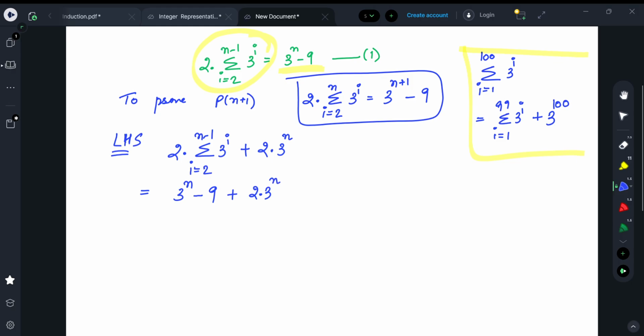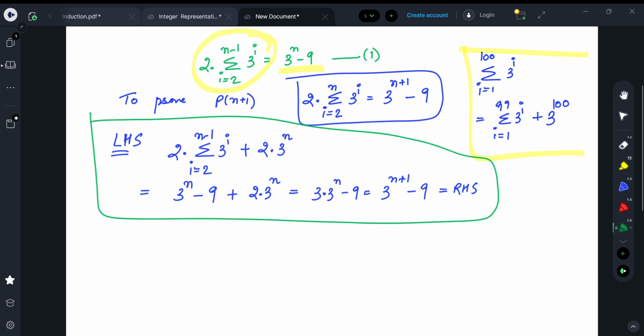But it doesn't look like I need to get 3 to the power n plus 1, right? So add this, what do you get? 2 plus 1 times 3 to the power n is 3 times 3 to the power n, minus 9, which is 3 to the power n plus 1 minus 9, and which is exactly RHS, right? And this is the good amount of work that I need you to show in your proof. You must prove explicitly that LHS equals RHS. You cannot assume things, you have to prove it.